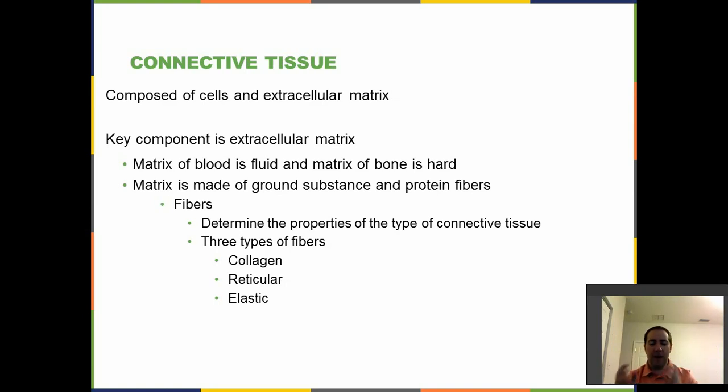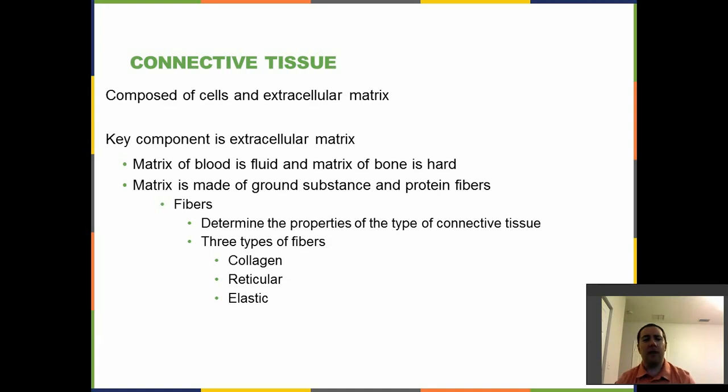The extracellular matrix is why connective tissue exists. The extracellular matrix is everything between the cells. And we're going to learn that there are a number of things that can be, but just remember the extracellular matrix is everything between the cells. Earlier I said that blood was actually considered a connective tissue. And so for blood, the extracellular matrix is the plasma. So it is a liquid, a fluid.